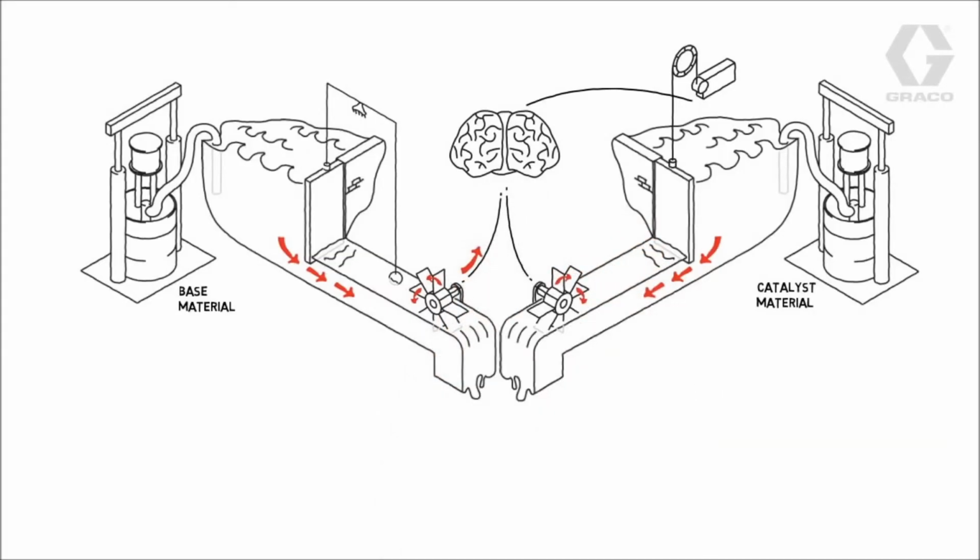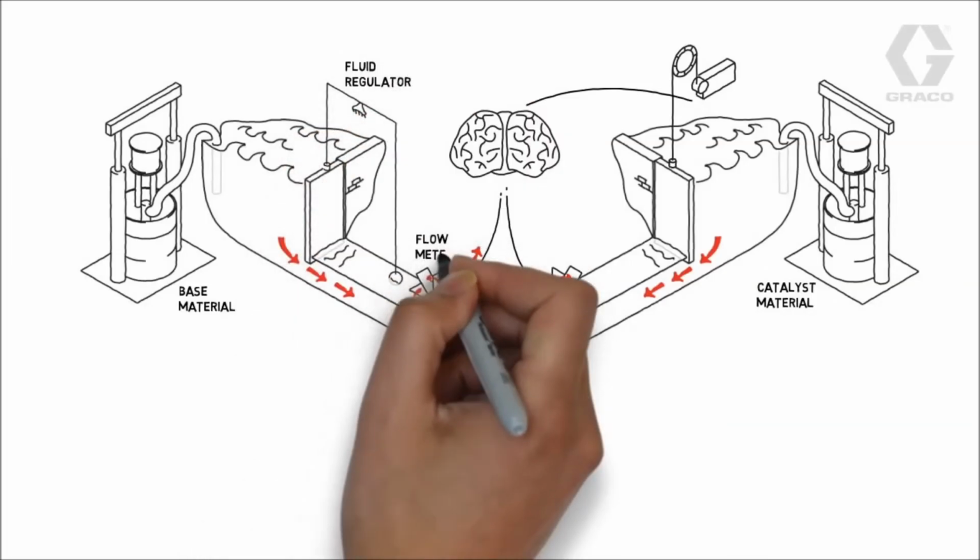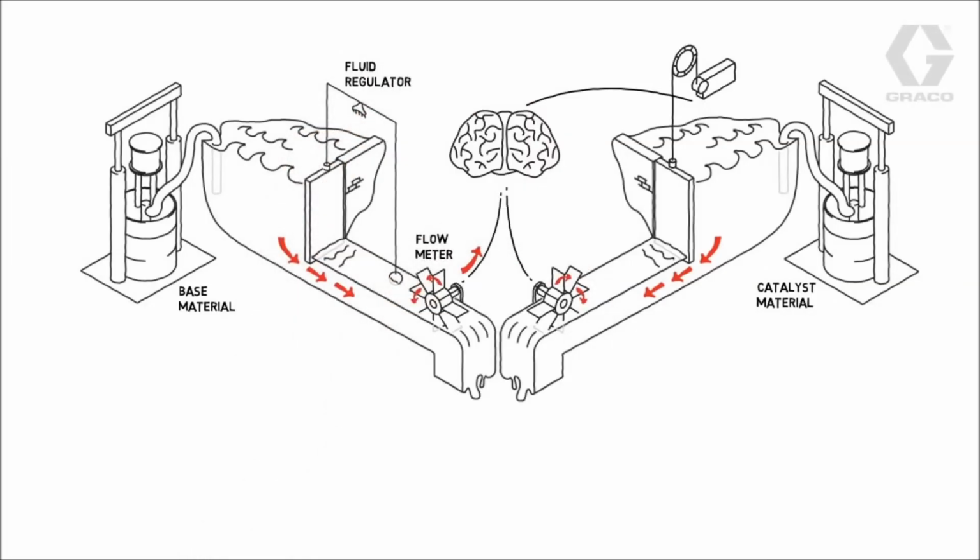Now, let's tie it all together. The base material flow rate is manually set by the operator by a fluid regulator. The base flow meter tells the FCM how much is flowing. The FCM knows the requested ratio. The system then adjusts the catalyst flow rate by adjusting the V2P signal. This will open or close the regulator to get more or less material to get the right ratio.